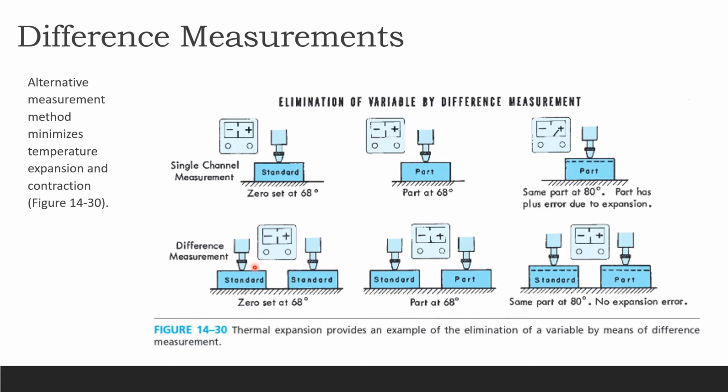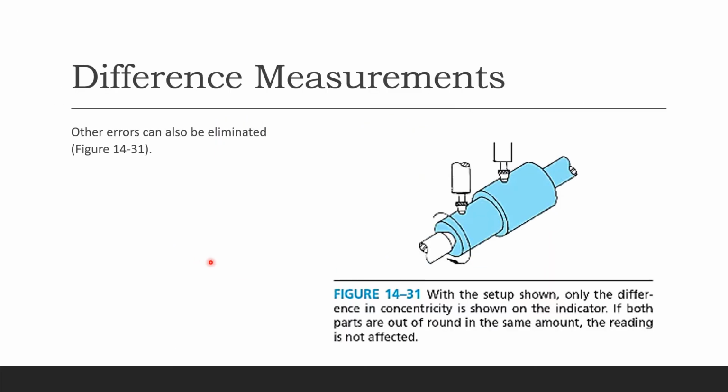So difference measurement is when we are using 2 heads at the same time. So we have standard and part, we have standard and part at different temperatures. So other errors can also be eliminated. So you can see in 1431.